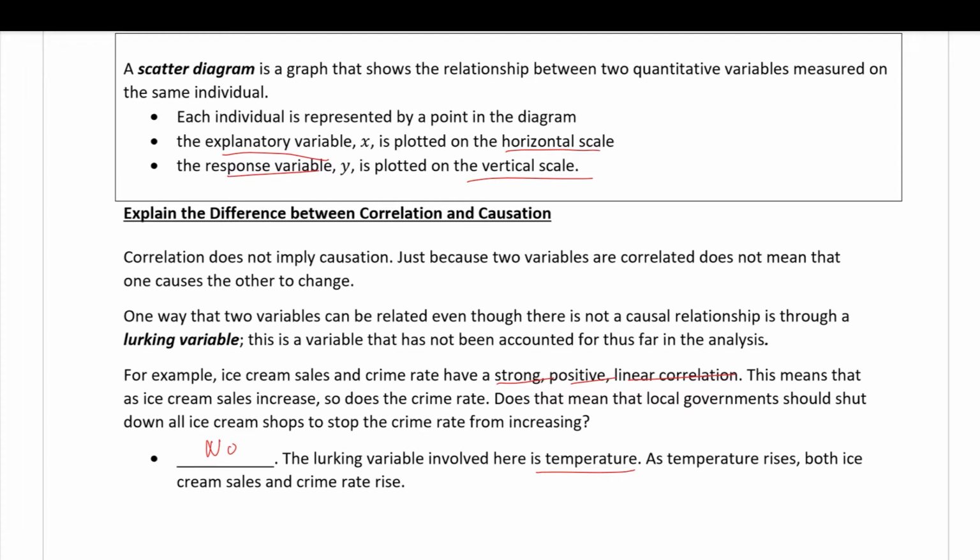Why did crime rate rise? People leave their windows open. People are able to easily get into people's houses. Who knows? So again, just because two things are correlated does not mean that one causes the other.